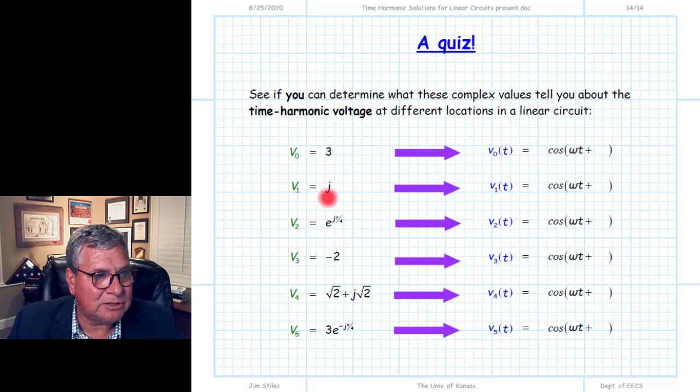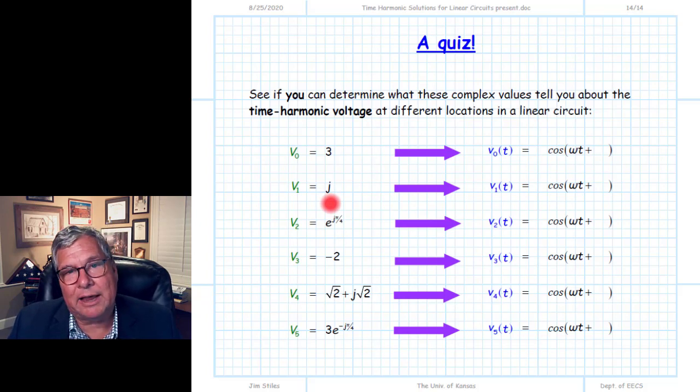If we go down to the next one, this is the second most problematic that I see in the course. The voltage V1 is equal to j.